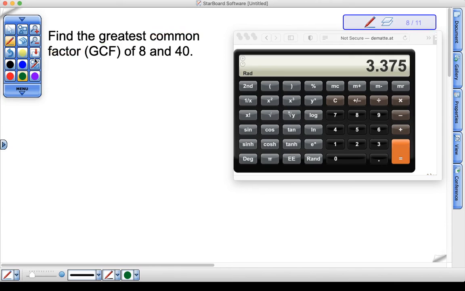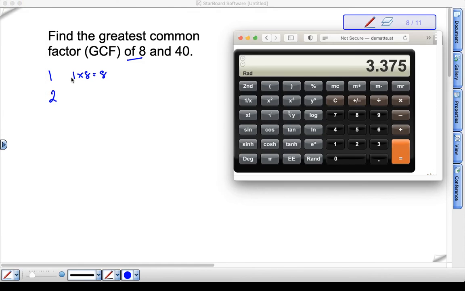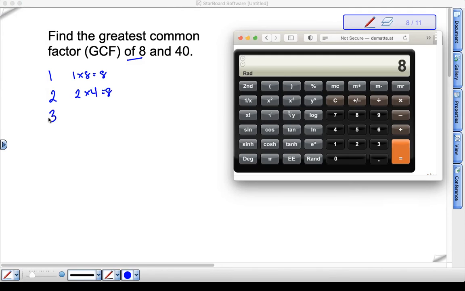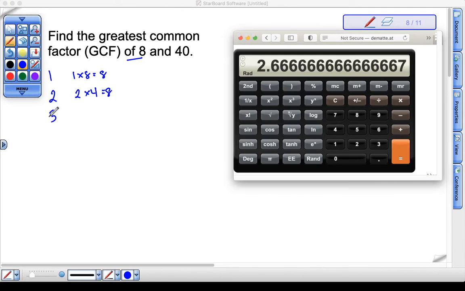All right, and let's go over the answer here. So for the GCF, I'm going to start with 8. That means I have to have 1, and it's going to be 1 times 8, which is equal to 8. I then want to try a 2. So if I go to the calculator and I do 8 divided by 2, I get an answer of 4. So that means I can have 2 times 4 is equal to 8. And then I want to see if 3 works. So I'm going to do 8 divided by 3, a decimal, so that means no, that is not a factor.